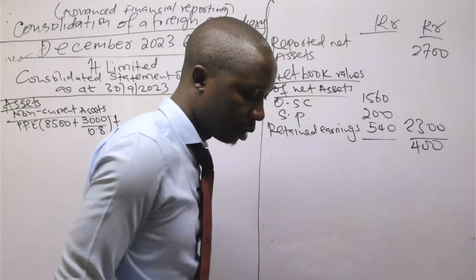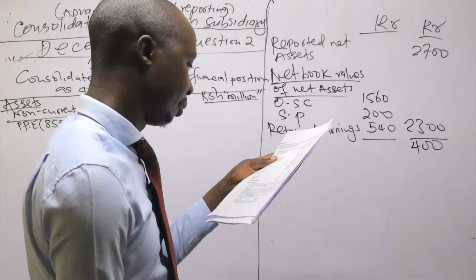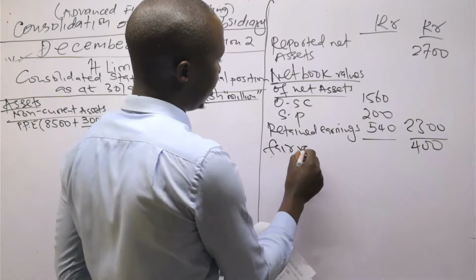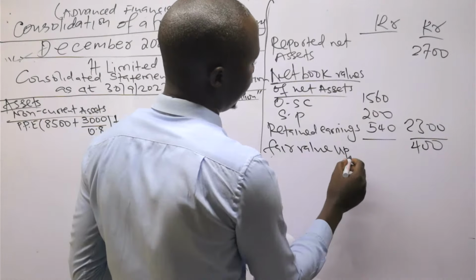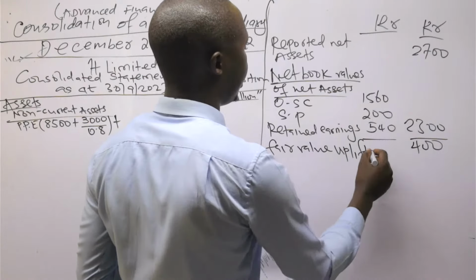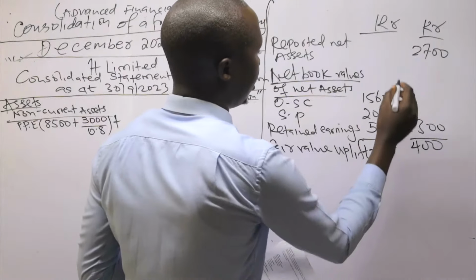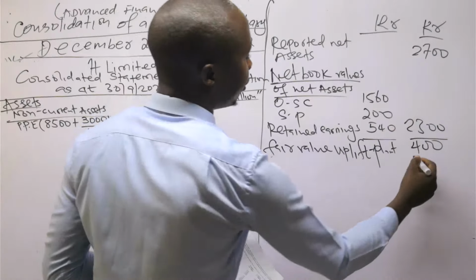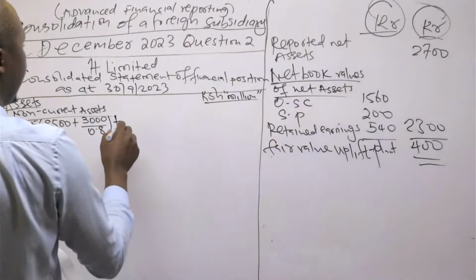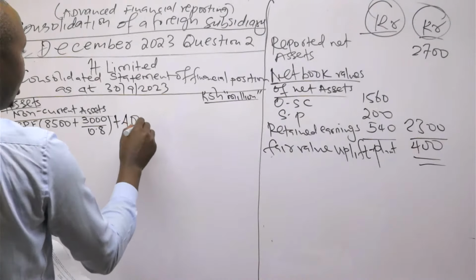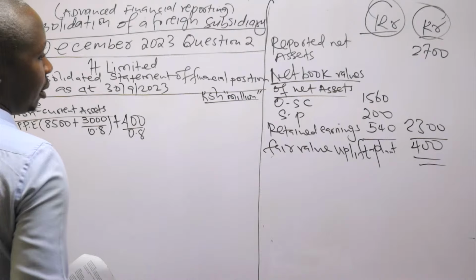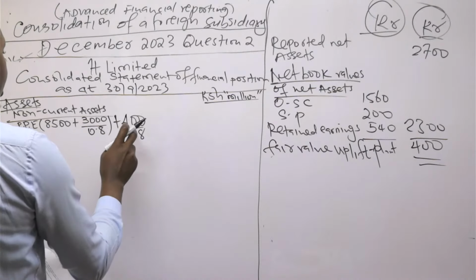So this excess is a fair value uplift, representing plant. So this is 400 in krona. So that is the revaluation which we add. But remember, we have to translate it at 0.8. So that is the one we add.